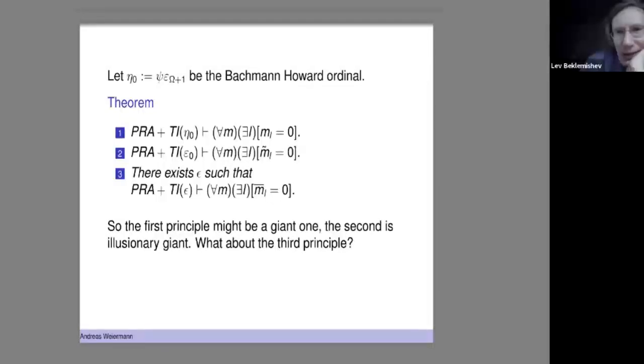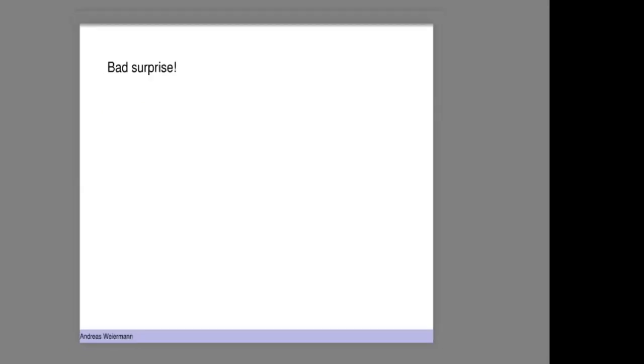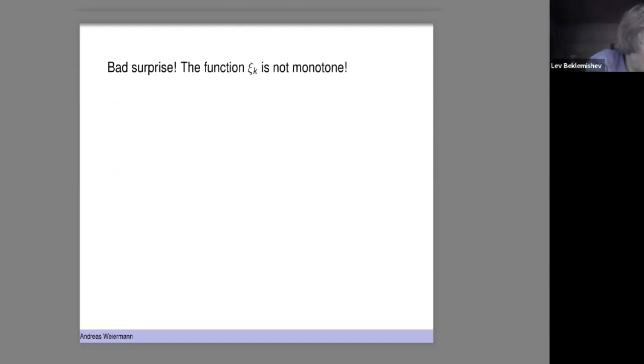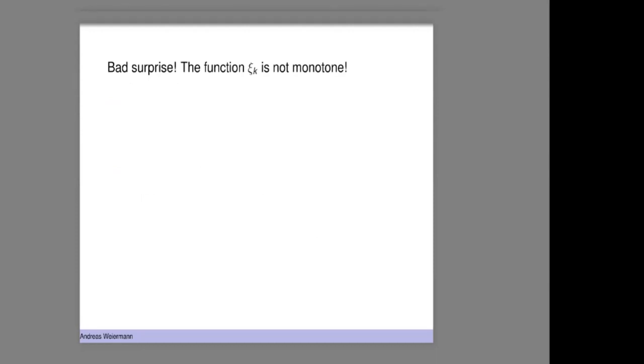Well, if the analogy with the first set of principles that you had before holds, then it probably should also be illusory, right? Yes, and that is how I set up the story. But of course, there's a bad surprise, and actually I was cheating. Namely, the function ck which I was suggesting is not monotone, so you cannot use it to prove termination. This means ck does not yield a termination proof in epsilon 0.